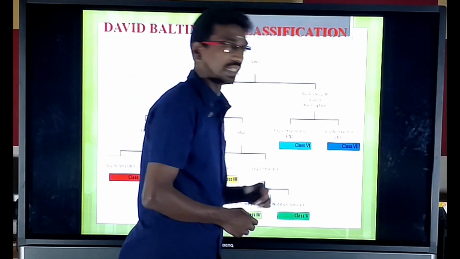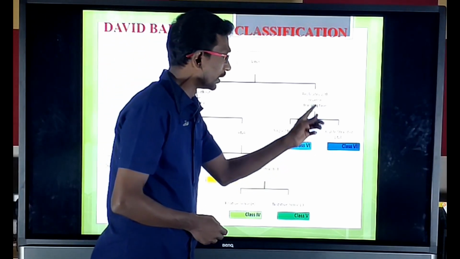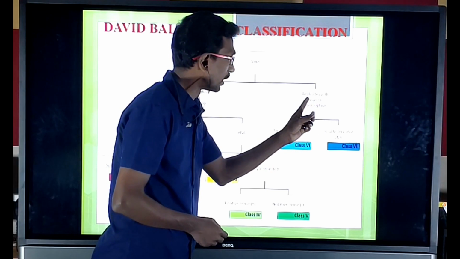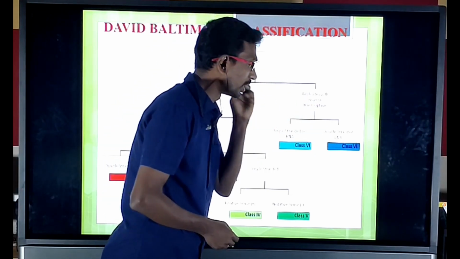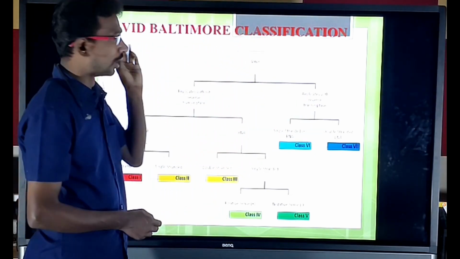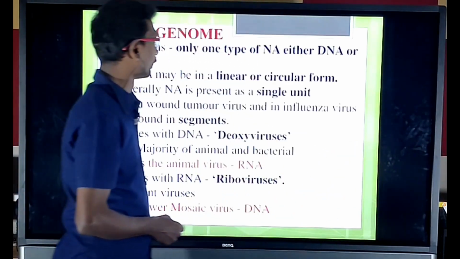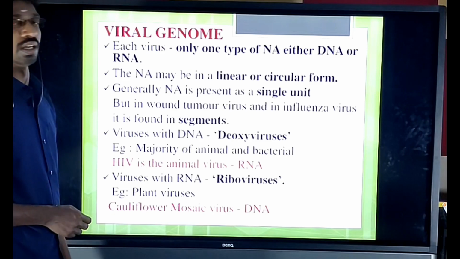And double stranded dsDNA using reverse transcriptase comes under class 7. So this is the Baltimore classification by David Baltimore. Next, the viral genome.